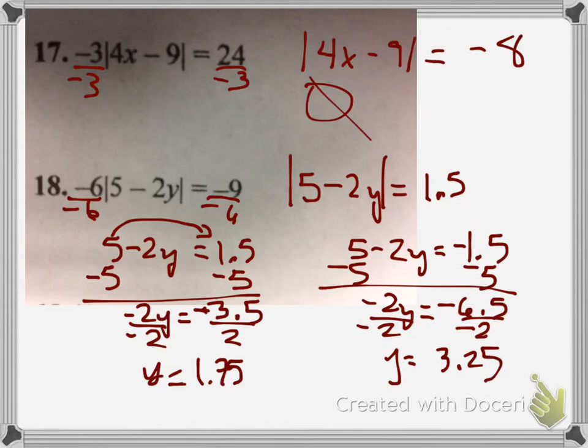Okay, so again, you would have to plug those in. If you put 1.75 in here, you get 3.5 and 5 minus 3.5 would give you 1.5, and times the negative 6 would give you the negative 9. Here, I do the same thing with 3.25, and I get negative 6.5, which would give me negative 1.5, which would, yes, it all checks out. So just trust me, it checks out.